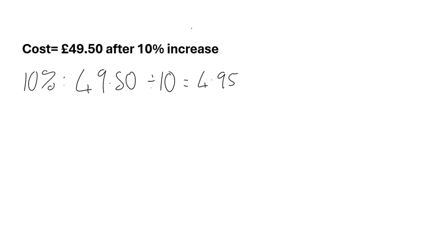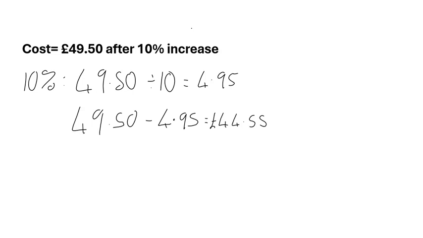So cost being £49.50 after a 10% increase, our logic would say, right, well, we've increased by 10%, so if I do £49.50 and I divide it by 10, what I'll end up getting is £4.95. There's 10%. What I'm then going to do is I'm going to take the £49.50 and I'm going to subtract the £4.95 from that. If I do that, I'll end up getting £44.55. So that's what logic would tell us to do.